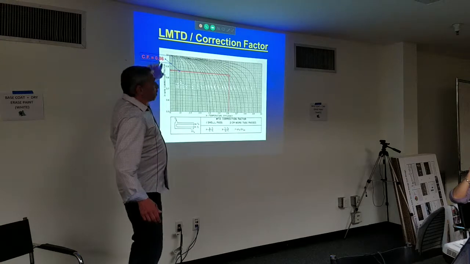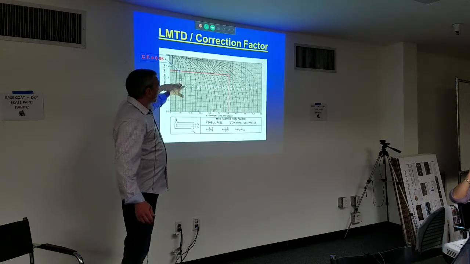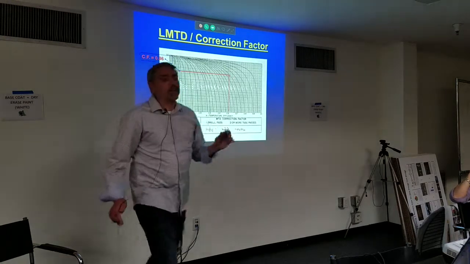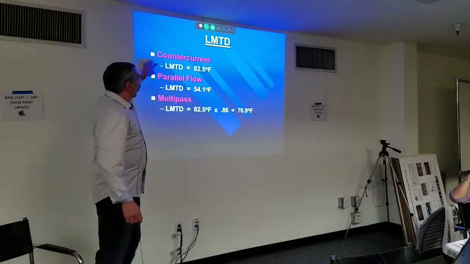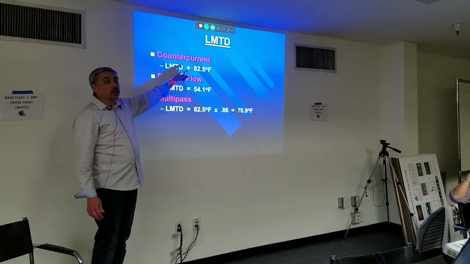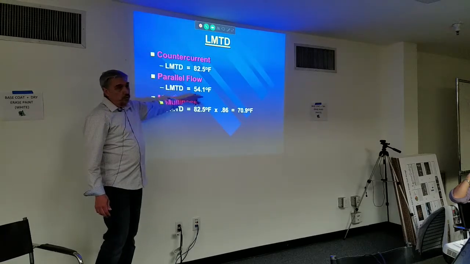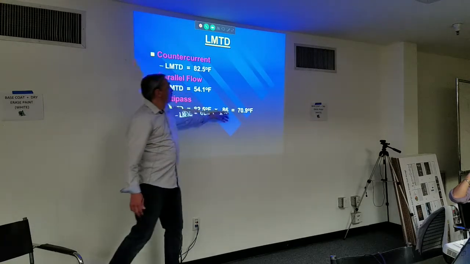With a 0.86 conversion factor, which we figure out from experience and knowledge, we can assign the 0.86 to that multipass heat exchanger. So full counter current, we end up with an 82.5 in our scenario. Parallel flow, we end up with 54.1, and multipass, we end up with 70.9.